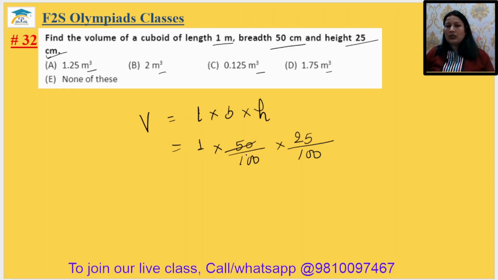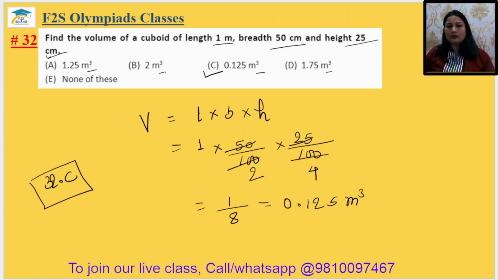Okay. So 50 2s are 100, 25 4s are. This will be equal to 1 upon 8. It is your 0.125 meter cube. It is in the option number C. So 32 answer will be option C.